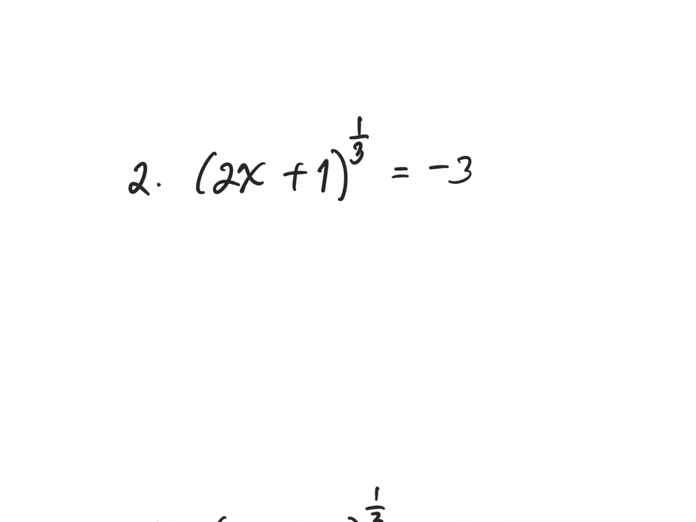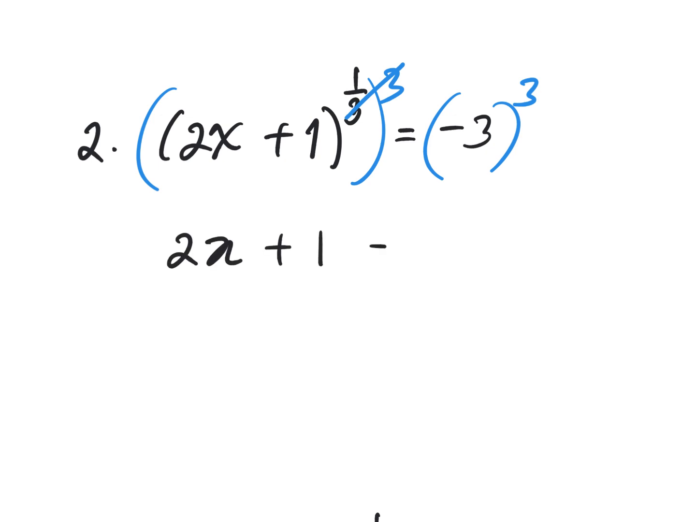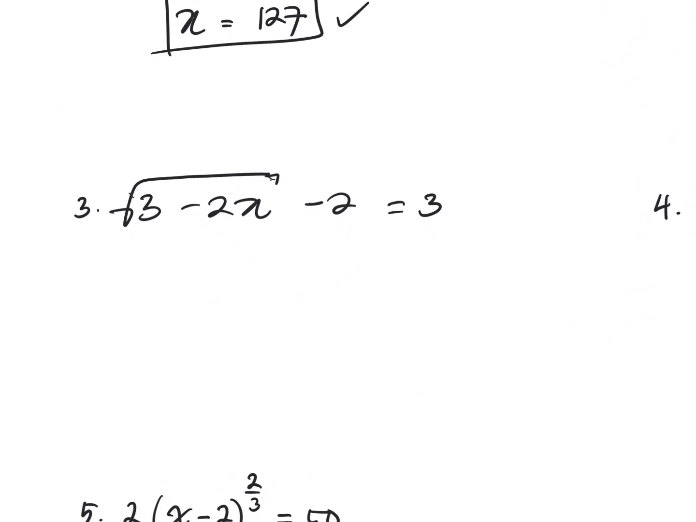Okay, let's go for number 2 here. I'm going to approach the same way I approached earlier. So here I'm going to raise both sides by 3 again. Okay, so this is going to be cancelled out. So what is left here is just 2x plus 1 is equal to negative 27. Okay, so 2x is equal to, we're going to minus 1 on the other side. So that's going to give you negative 28. Okay, dividing both sides by 2, x is equal to negative 28 divided by 2, that's going to give you negative 14.